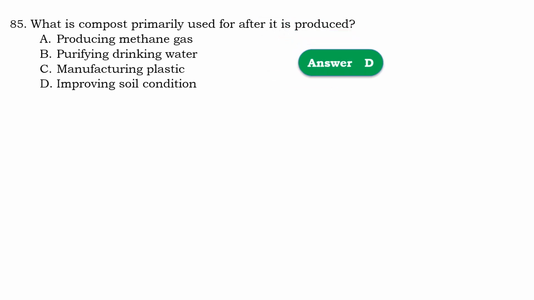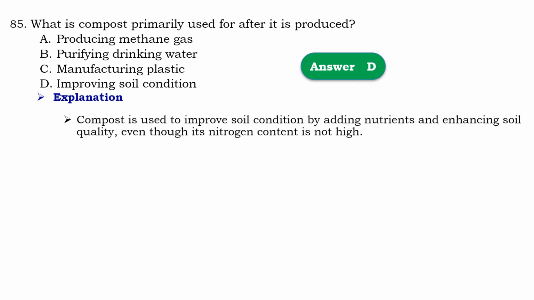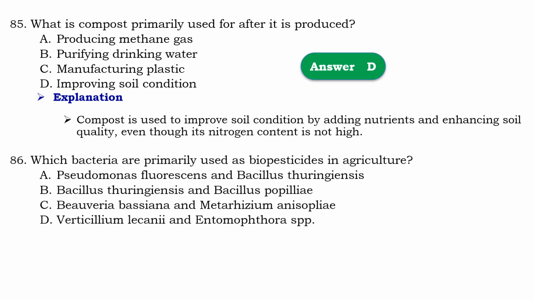So that should be D. Improving soil condition. Compost is used in improved soil condition by aiding nutrient and enhancing soil quality, even though its natural nitrogen content is not high. Question number 86. Which bacteria is primarily used as biopesticide in agriculture?